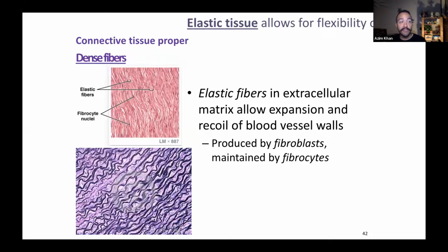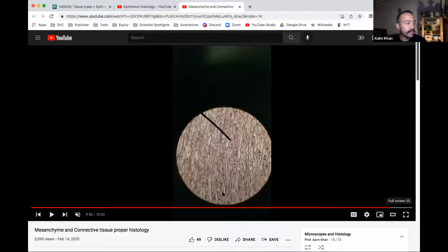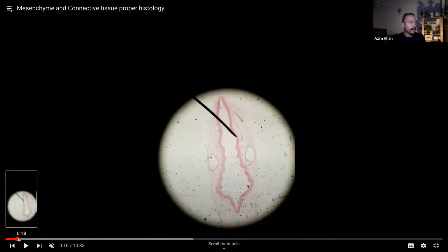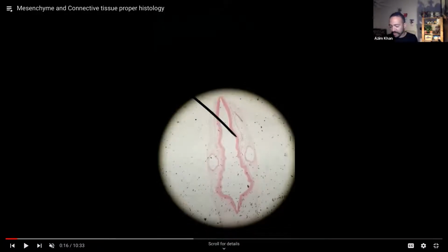Now, this is a good time for us to look at the histology of what we just saw. So I'm going to switch over to the YouTube videos. I guess you're on YouTube right now, but the other videos in our histology playlist. This is the mesenchyme and connective tissue proper histology. Here you see a bunch of debris, that's just from the microscope, but you can see stuff in the background. What's colored in pink, that's our tissue sample.